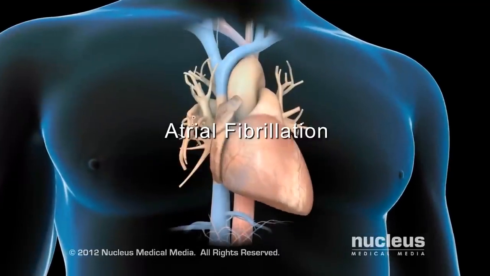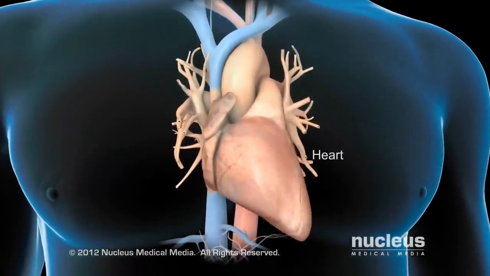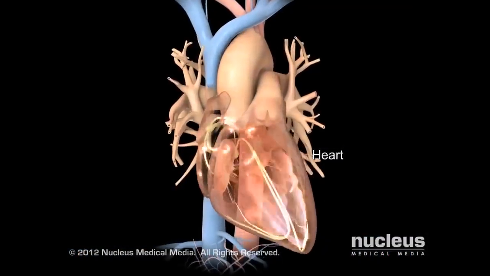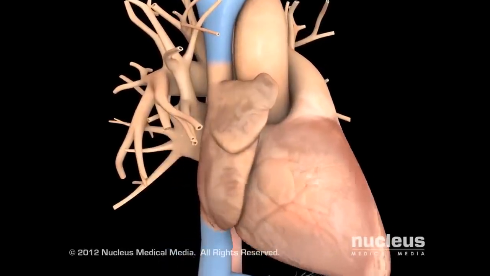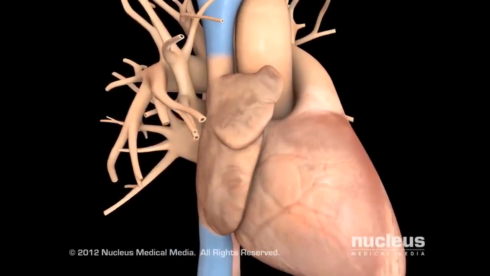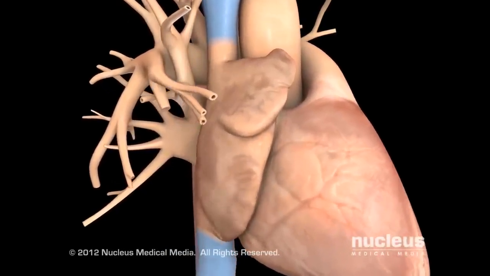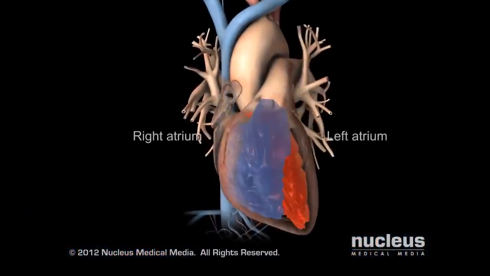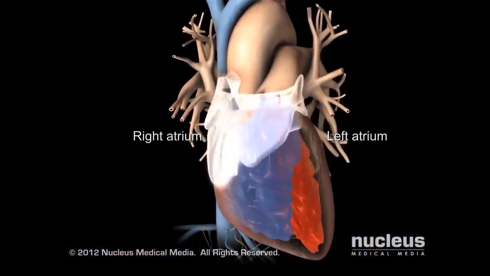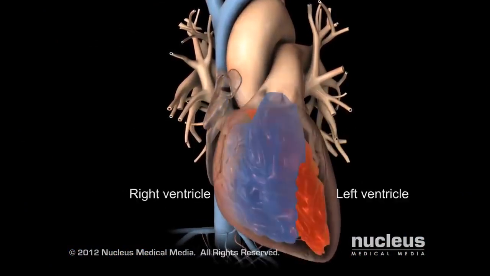Atrial fibrillation is a type of arrhythmia, which is an abnormality in the pace or force of your heartbeat. If you have atrial fibrillation, the heart's upper chambers contract in a fast, twitchy fashion, resulting in an irregular, uncoordinated heartbeat. Your heart is a muscular organ made up of 4 chambers, the right and left atria, and the right and left ventricles.